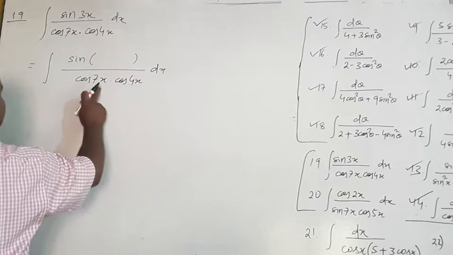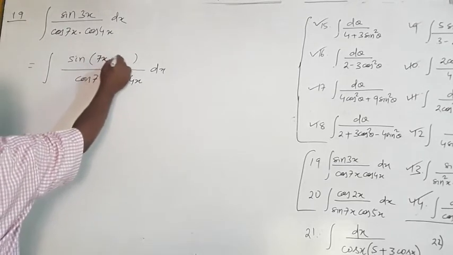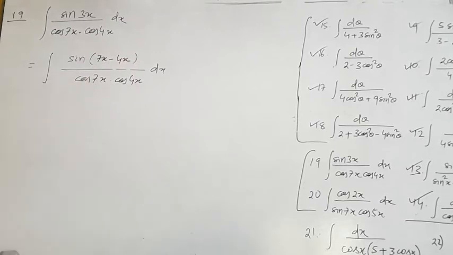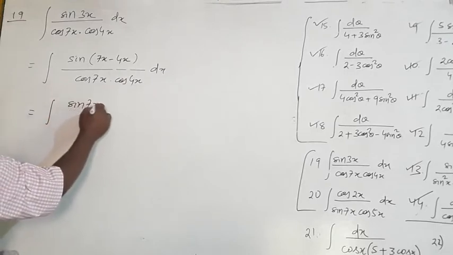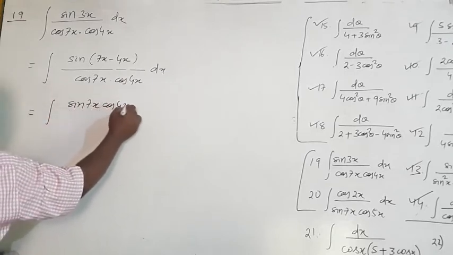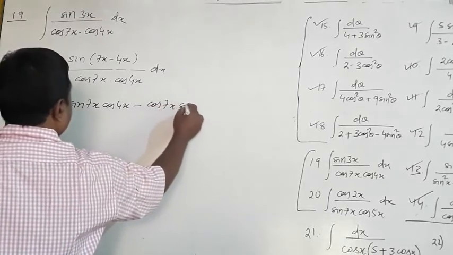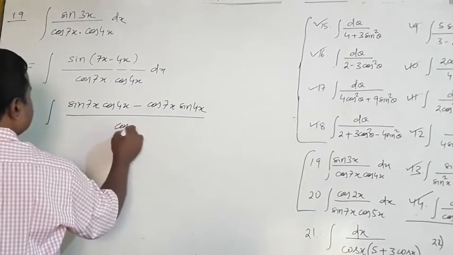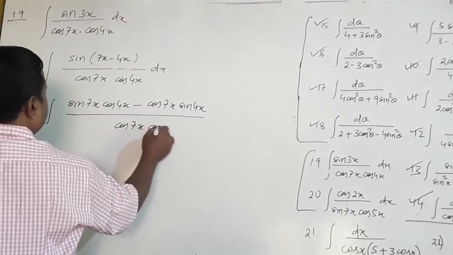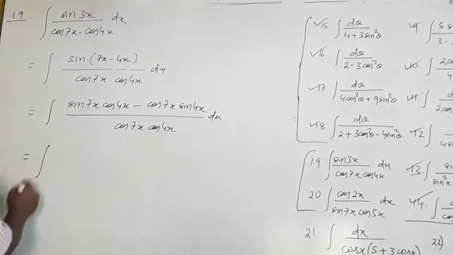It is 7, it is 4, it is 3. Wow, what a miracle. It is 4x, 7x minus 3x. Now apply the formula of sin(a minus b), which is sin a cos b minus cos a sin b. Then it is cos 7x into cos 4x dx. Then it becomes integration.